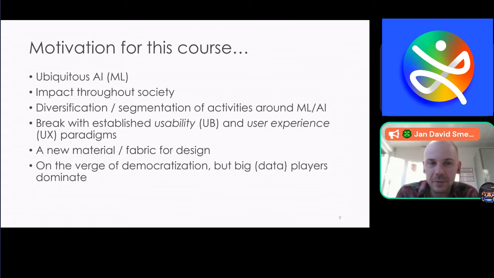We can argue also that we're on the verge of a democratization of these technologies, but currently it's probably still valid to say that the big players, your Facebook, Amazon, Google, and so on, still lead in many regards. So those who hold a lot of data, and we'll also comment on that later.